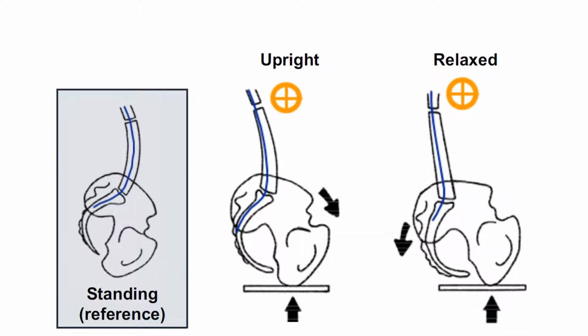If you compare the alignment of the spine in standing position on your left side with the upright position in the middle and with the relaxed position on the right side, you can see that when we sit in an upright position, the alignment of the spine is much closer to the alignment when we are in a standing position.